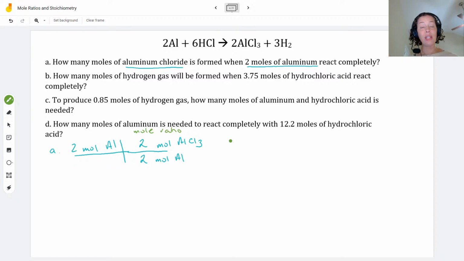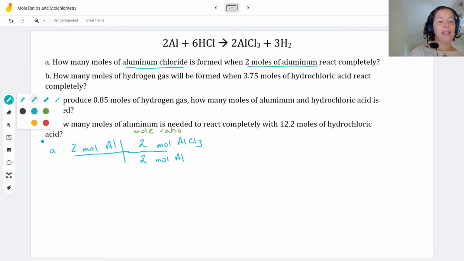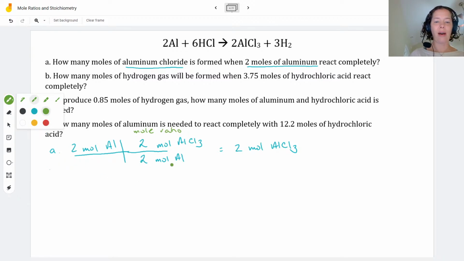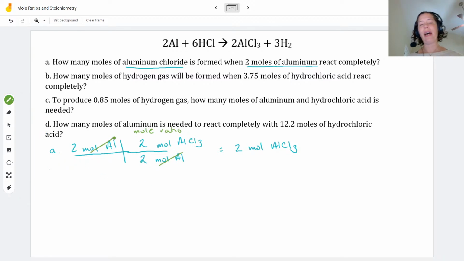So you can reduce it in your head if you want, or you can keep it like I've written it down here, because mathematically it's going to work out the same no matter what you do. So you can do 2 times 2 divided by 2, or just know that you're really multiplying by 1, which is the same thing. So this is going to give me 2 moles of aluminum chloride. Okay, so let's show how my moles of aluminum have canceled there.